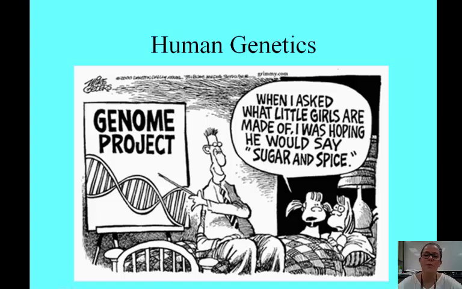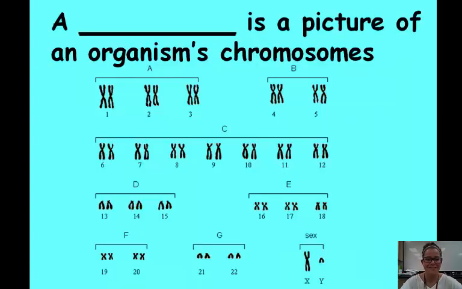Hi Biology, so today we're going to go ahead and start talking about human genetics. That's chapter 11.1. Okay, so this picture that you see right here, hopefully you already know, is called a karyotype.